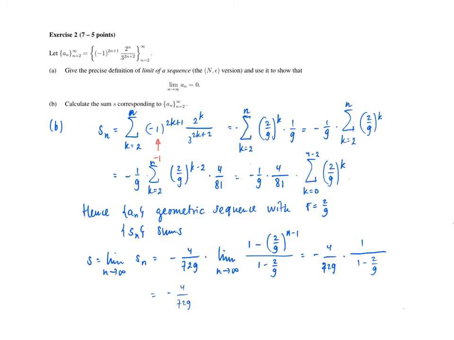which is equal to minus 4 divided by 729 times 1 divided by 7 over 9, which makes minus 4 over 9 times 81 times 9 over 7, which is equal to minus 4 divided by 7 times 81, or 567.